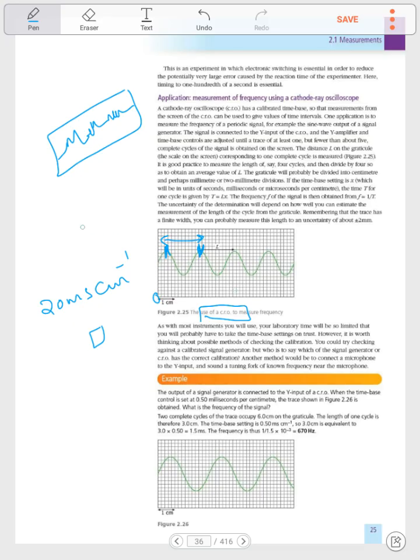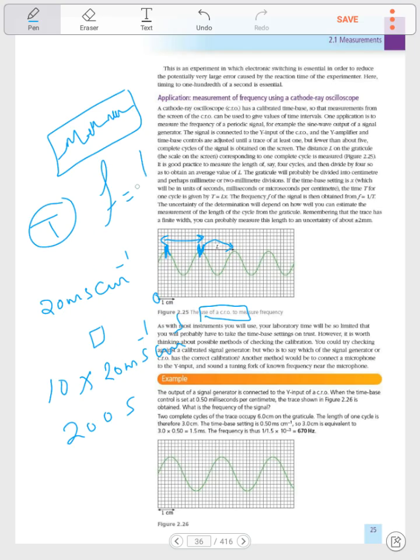So to find the period, which is the time taken for one complete oscillation, you have to find the number of squares here. We have 10 squares. Each square is 20 millisecond, let's say, per centimeter. So we have 200 milliseconds, okay? It's a very easy way to find the value of the period. After you find the period, frequency equals 1 over period.